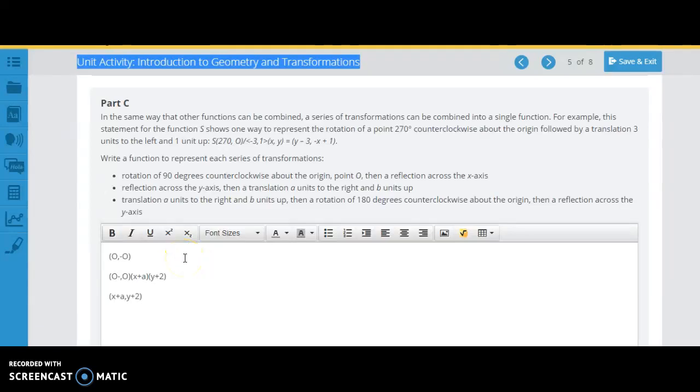Hey Brandon, we're going to look at this unit activity task 1 part C. I'm going to give you another example. Hopefully that'll help a little bit for doing these 3 questions here.